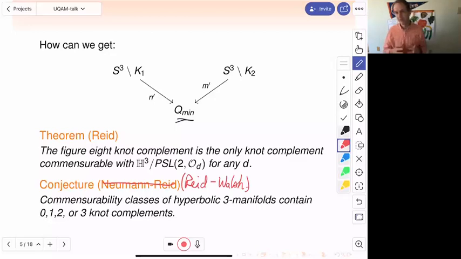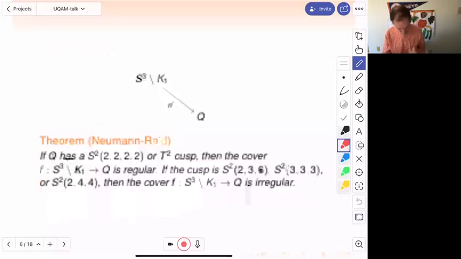Right, and so the other thing is that if the conjecture is true, then looking for knot complements is one way to identify and get your hands on an object in the commensurability class, and everything should be rationally related to a knot complement, right? So that's further motivation for why we might care about these things. Okay.